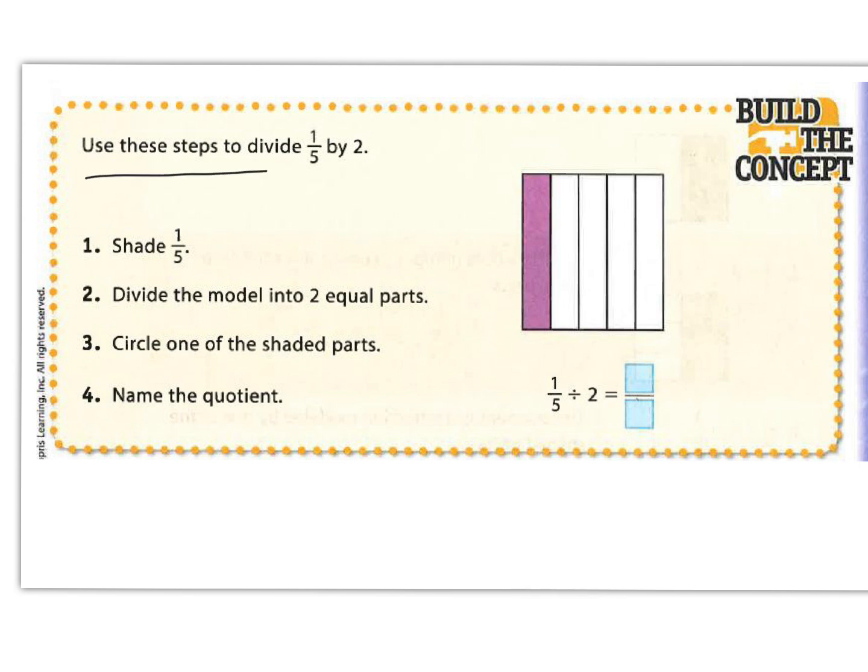Okay, this says use these steps to divide 1/5 by 2. So we shaded in 1/5. There are 5 parts to this whole right here. 1, 2, 3, 4, 5. The purple is shaded in. Then we divide it into 2 equal parts. Then we circle just one of those shaded parts. And then we name the quotient. So what is that piece? That is 1 piece out of 1, 2, 3, 4, 5, 6, 7, 8, 9, 10 pieces now. So that means that 1/5, when you divide it by 2, is 1/10.